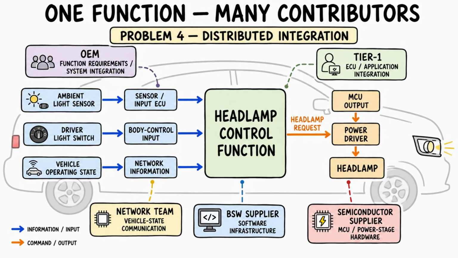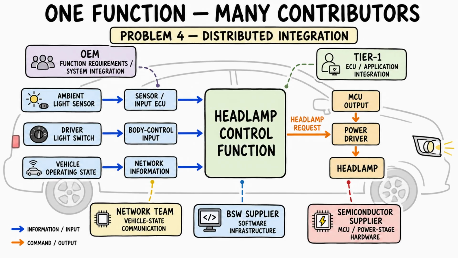The fourth problem is distributed function integration. Our automatic headlamp function may receive ambient light status from one source, vehicle operating state from another controller, and driver switch information from another input path. The final request may then travel toward an ECU output stage controlling the physical lamps. The vehicle function crosses software and sometimes ECU boundaries. AUTOSAR was designed for exactly this kind of component-oriented and distributed system.